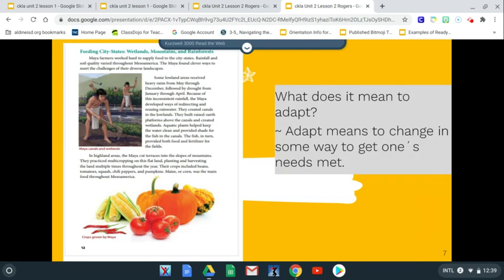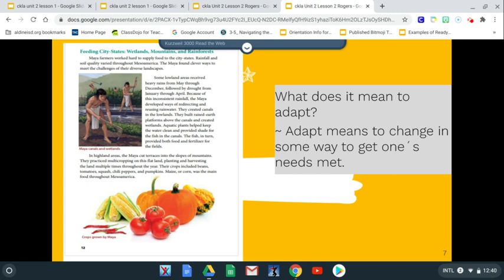So we're going to continue to read. It says, Maya farmers worked hard to supply food to the city-states. Rainfall and soil quality varied throughout Mesoamerica. The Maya found clever ways to meet the challenges of their diverse landscapes.